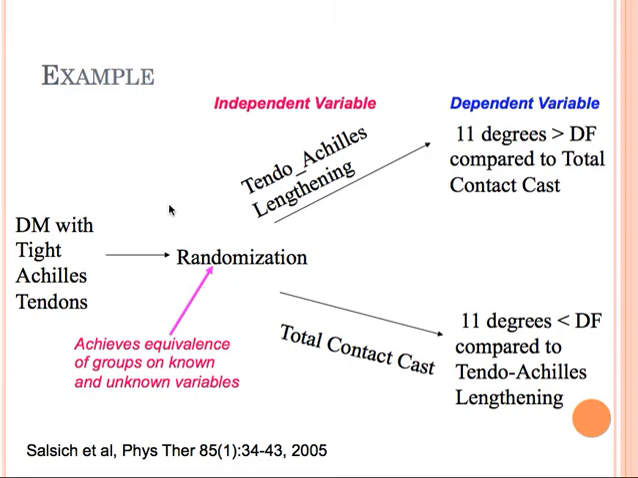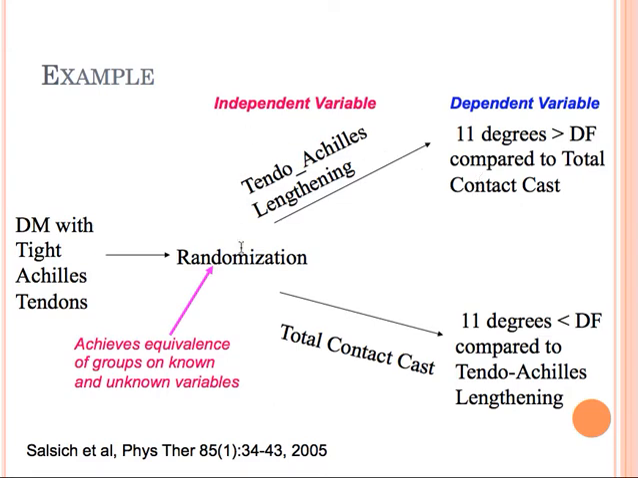Here's an example of a randomized controlled trial where they were trying to improve ankle range of motion in people with diabetes mellitus and tight Achilles tendons. They randomized people into a group that received surgery, a tendo Achilles lengthening, or a total contact cast. Then they tested their range of motion before and after the two treatments, and determined which one had the greater increase in range of motion, and that was the better treatment.